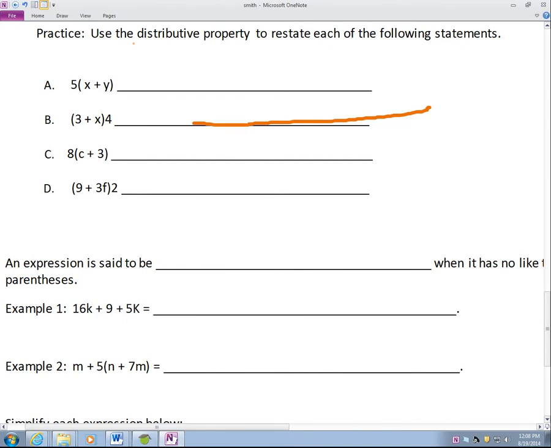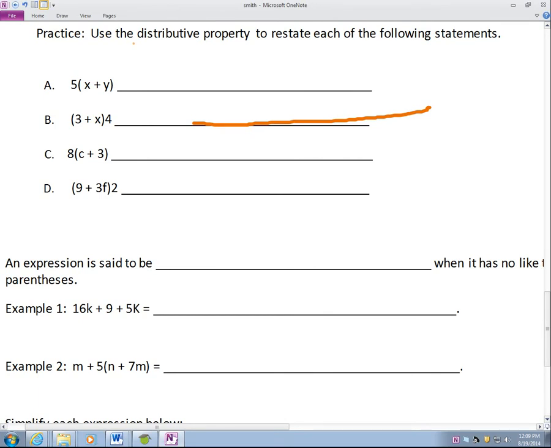I'm going to read it. Here we go. For A, you should have this or something very close to it. 5 times the sum of x and y. That's fine. Yep, that's fine. You can, yeah. The sum of 3 and x times 4 is B. The sum of 3 and x times 4. Or you could have the quantity of 3 plus x times 4. That's fine. That's good.